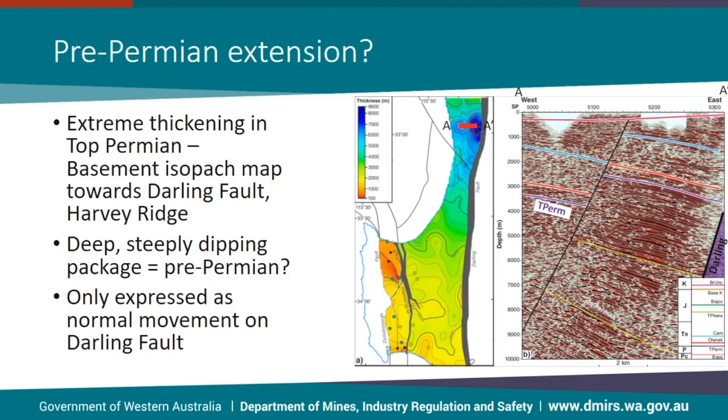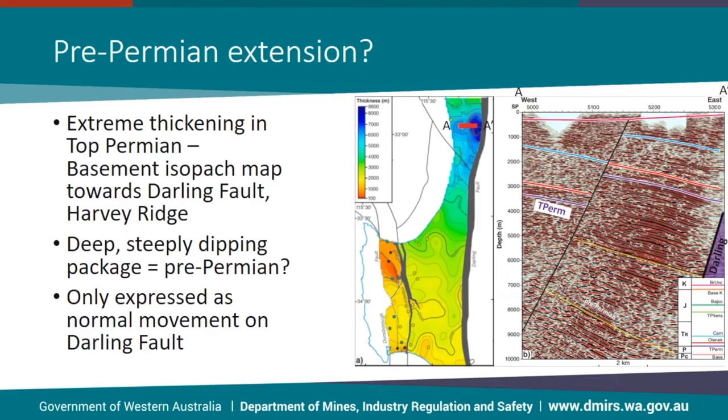As seen earlier, there is extreme thickening below the Harvey Ridge towards the Darling Fault. The section on the right through the 3D seismic volume next to the Darling Scarp shows a more steeply dipping package at depth, and even at 10 kilometres depth, a basement horizon cannot be picked. It's not possible to know what age these reflectors are, but are tentatively assigned a pre-Permian age and imply an earlier, possibly older Paleozoic extensional event.